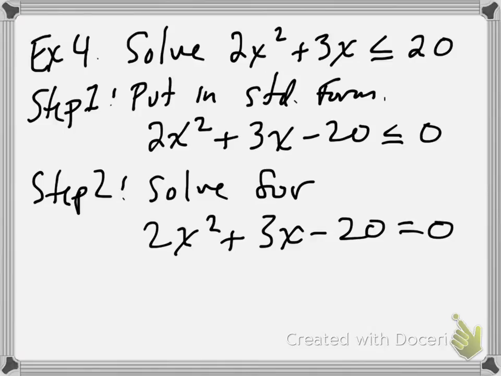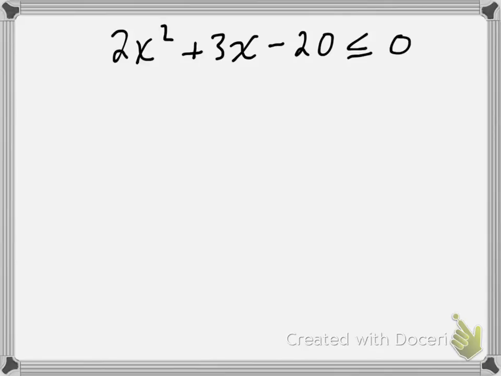I'm going to rewrite this on the next slide, because we're going to factor by grouping here, and we're going to need some more room. So we have 2x squared plus 3x minus 20 is less than or equal to 0. Okay, when we factor by grouping, we are looking for factors of a times c that equal our b.